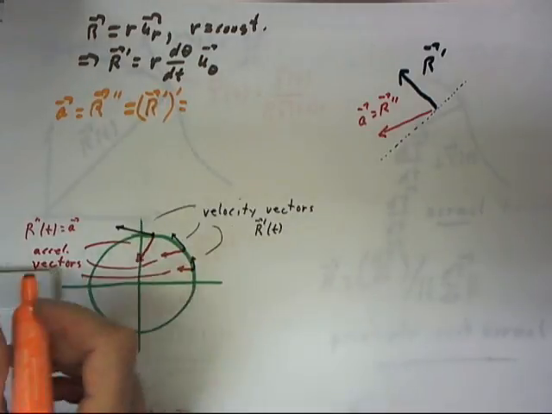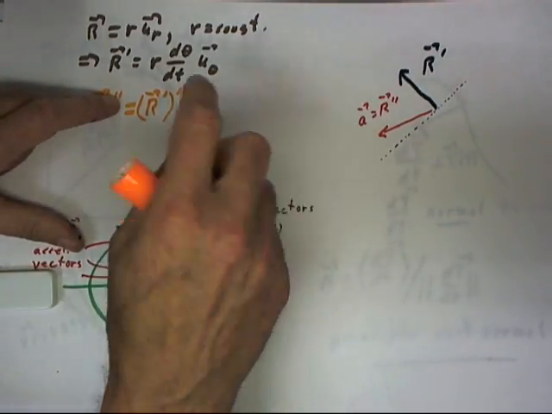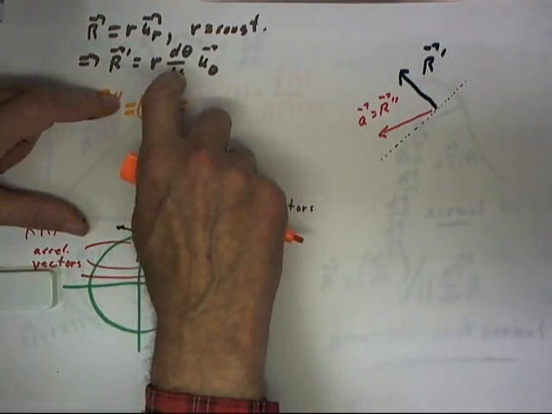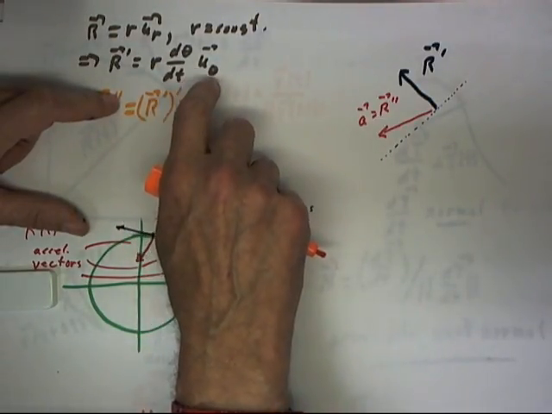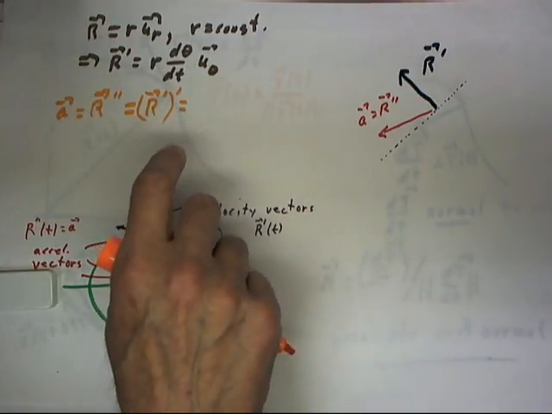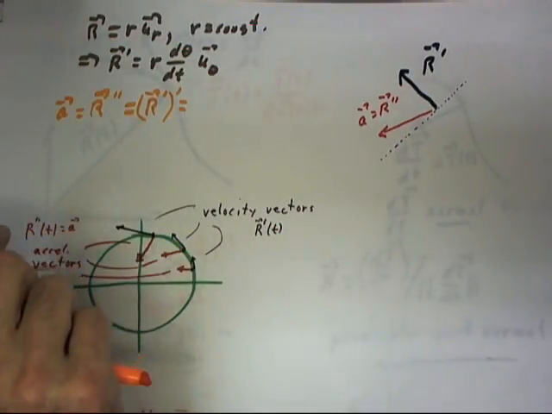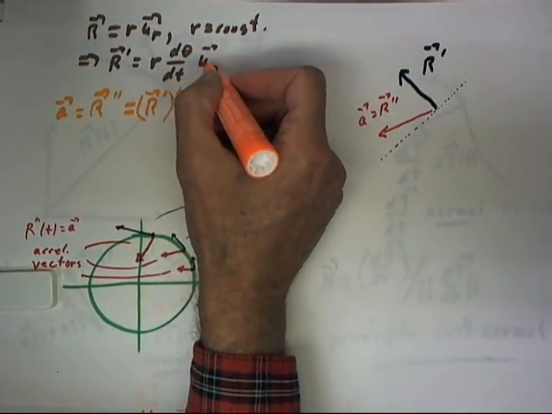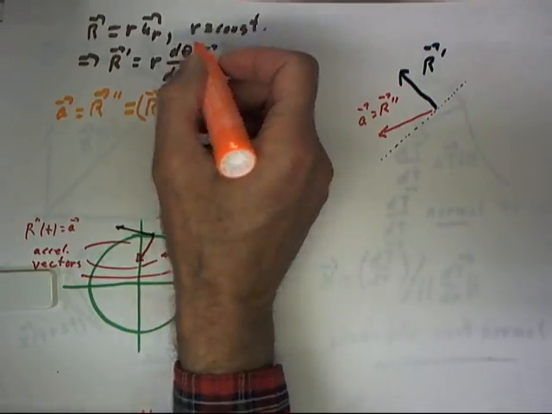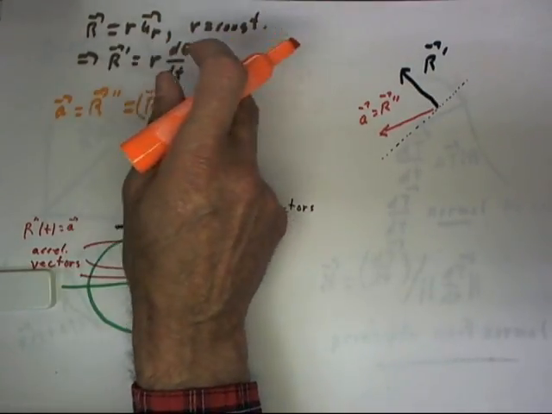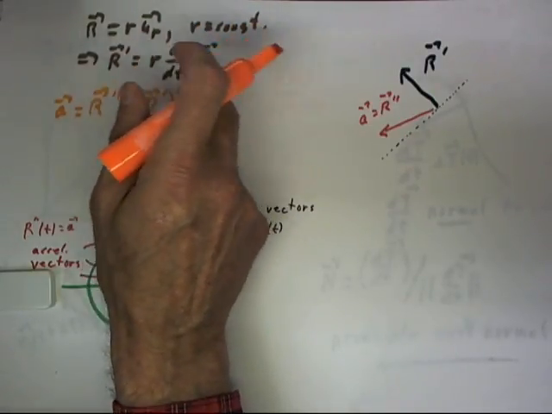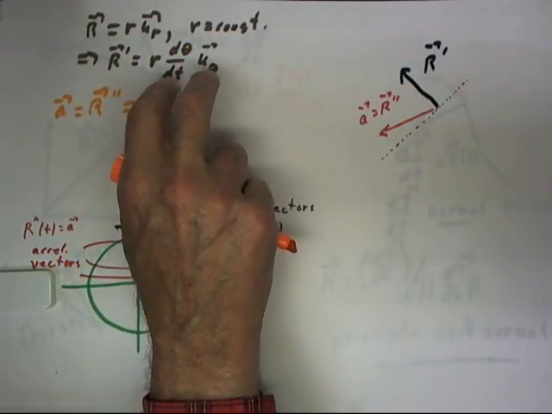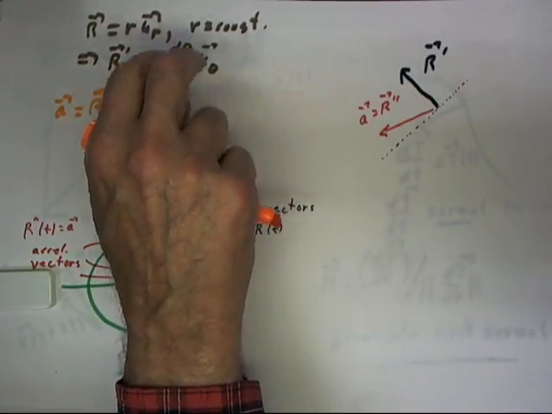the r prime function. And the r prime function consists of a constant r multiplied by dθ/dt, which is a function of t, multiplied by u theta, which is also a function of t, because as t changes, the orientation of our r vector, and therefore of our u theta vector, is going to change. So when we take the derivative of this, well, r is a constant. It's going to be a factor of every term of the derivative, but we're going to have to apply the product rule on these two functions of t.